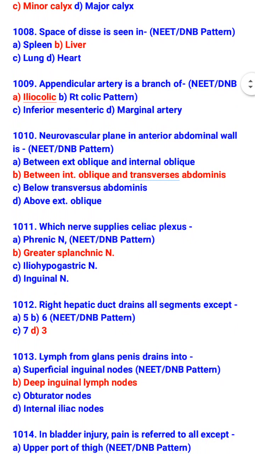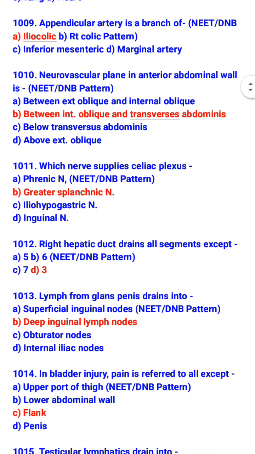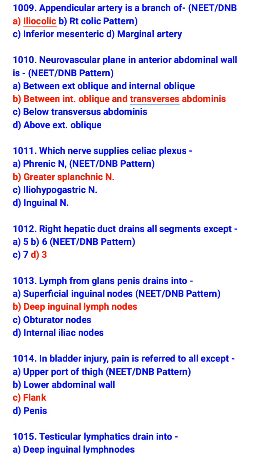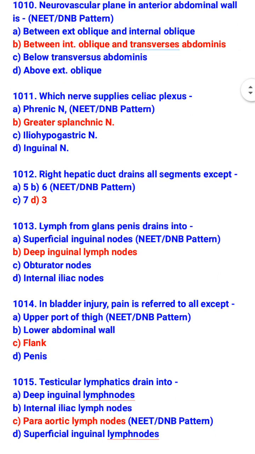Which nerve supplies celiac plexus? Greater splanchnic nerve. Right hepatic duct drains all segments except third segment. So right hepatic duct drains fifth, sixth and seventh segment. Lymph from glans penis drains into deep inguinal lymph node.